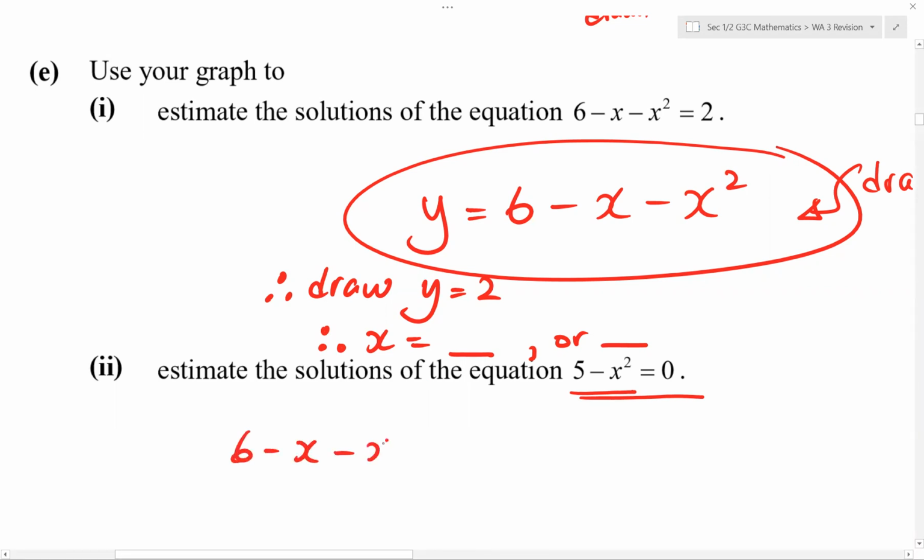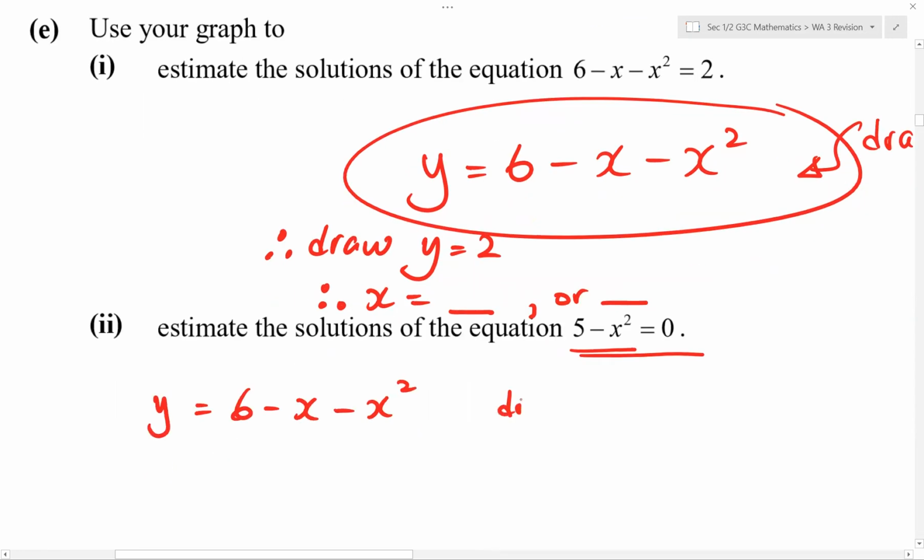6 minus x squared, y equals 2. Okay, this is again drawn already. In order to make it turn out like this, 5 minus x squared equals 0. In order to reach 5 minus x squared equals 0, what do I have to do? First, I need to change the 6 to become a 5. How do I change a 6 to become a 5? We need to subtract 1.